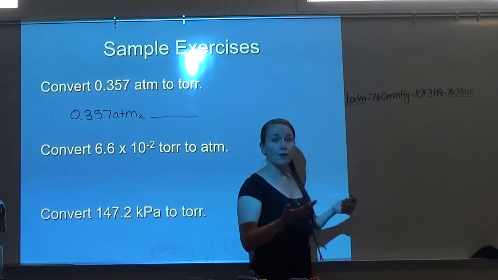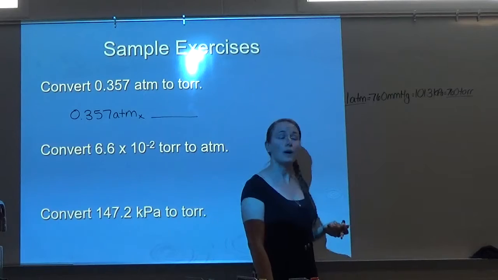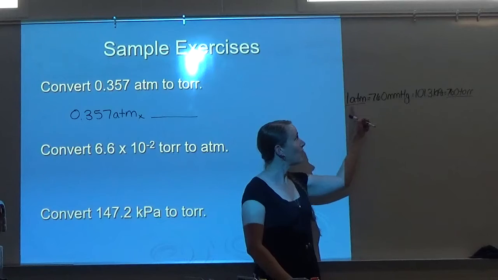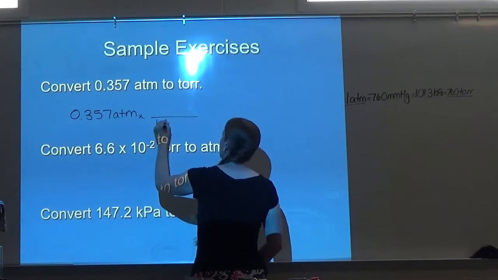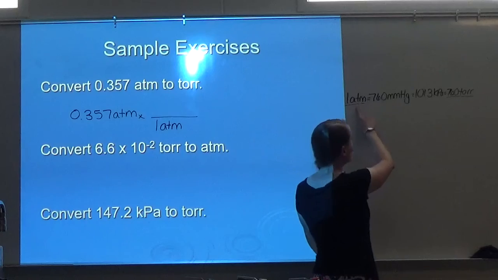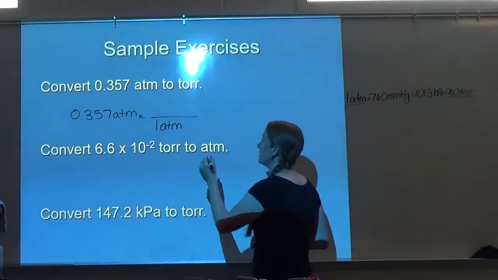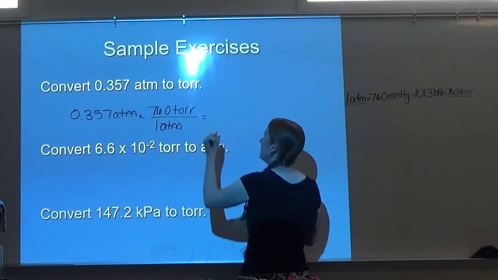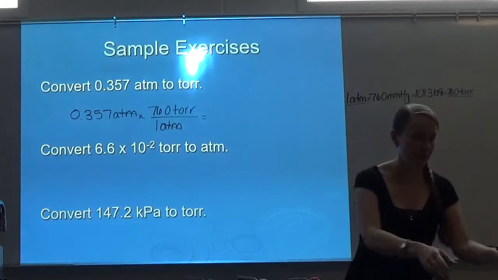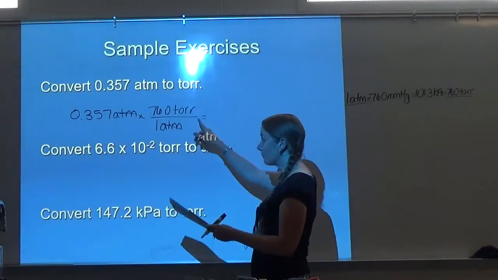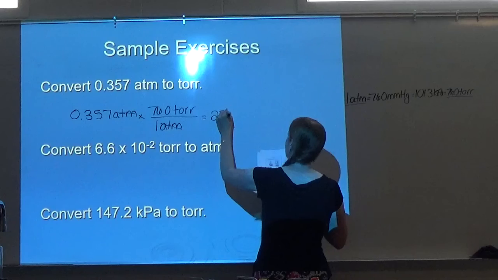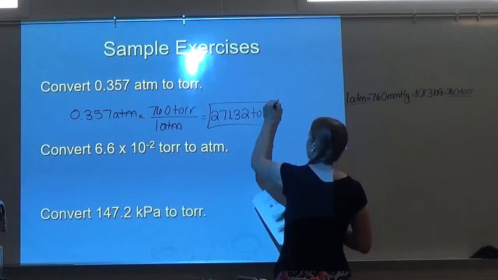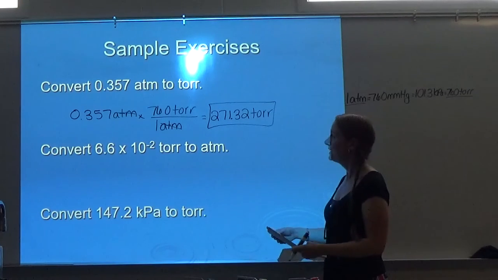Alright, and so then I follow my golden rule. So hopefully you have gotten used to doing the golden rule at this point. Since I have atmospheres on top, I'm going to put my 1 atmosphere on bottom. And I'm trying to get to torr. So 1 atmosphere equals 760 torr on top. So see, now atmospheres cancel. I made it to torr, and so I'm ready to solve. Since both numbers are on top, I'm going to multiply, and when I multiplied, I got 271.32 torr. That's a lot easier than stoichiometry, right?